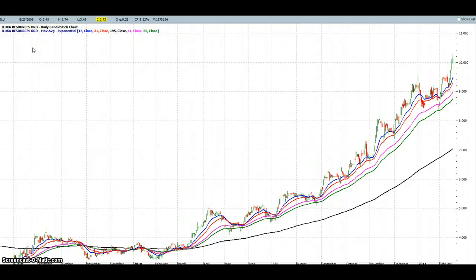Today I'm just going to look at moving averages and show you how we use these on a chart. So I'm just looking at the stock Iluka Resources. As you can see here, these are the moving averages, these colourful lines. Basically a moving average is the average price over a certain amount of periods.